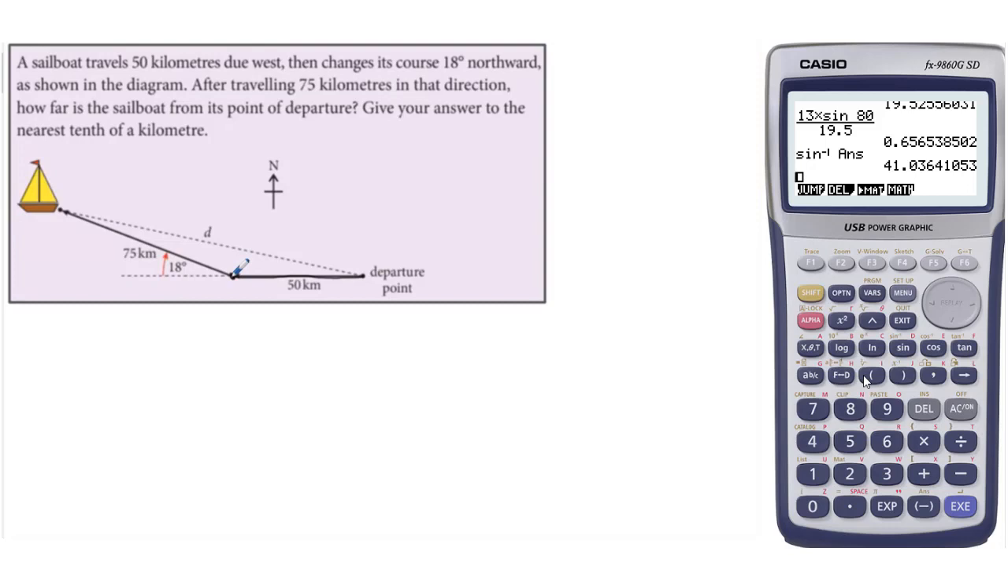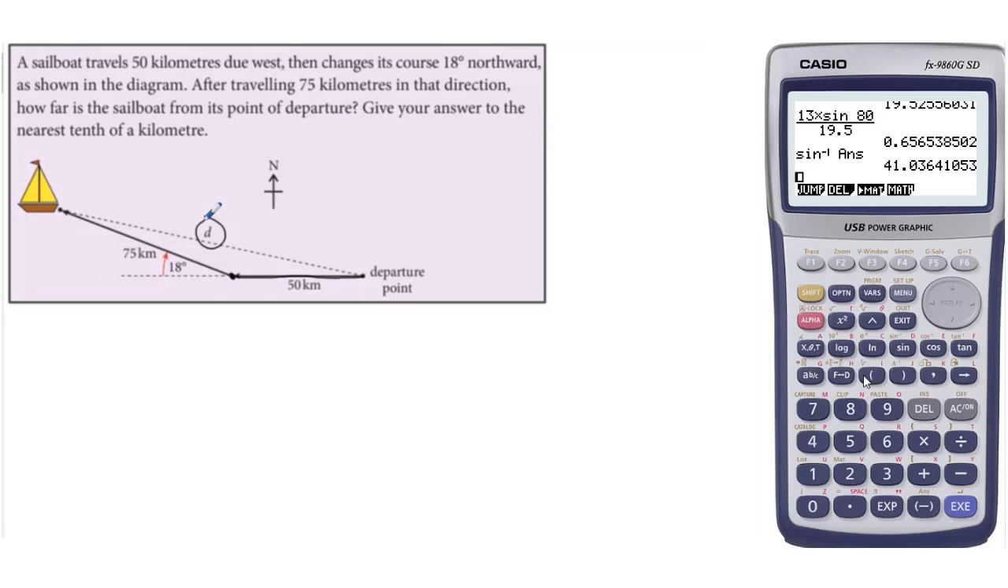How far is the sailboat from its point of departure? Give your answer to the nearest tenth of a kilometer. And it even told us the actual unknown that we're looking for. So we've really got a lot more information than you are entitled to.